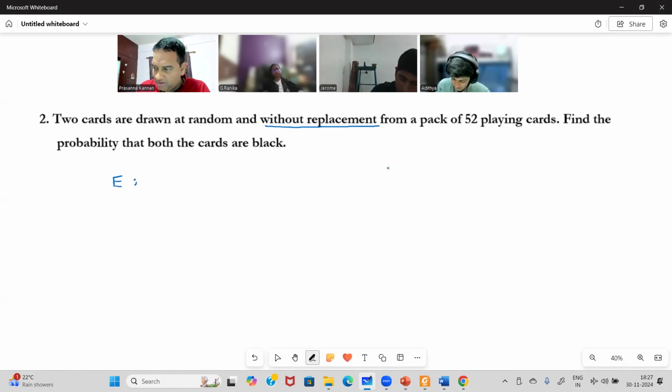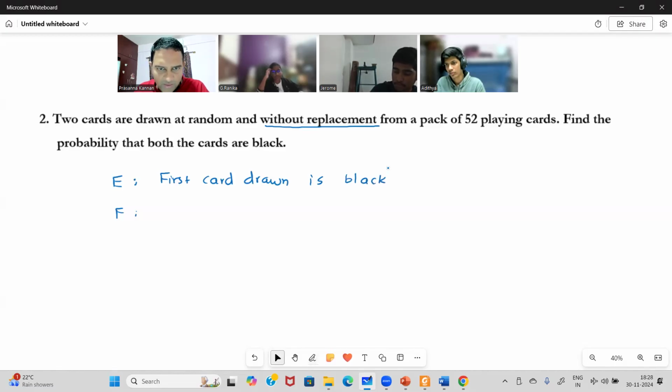So what is the first event, Ranika? So the first event is the cards are black, sir. Two cards are drawn, sir. Two cards are drawn. No, let's E be the first outcome, F be the second outcome. Correct? The first card drawn is what? It's black, sir. And what about the second event? That card is also black, sir. Exactly. Second card drawn is also black, isn't it?